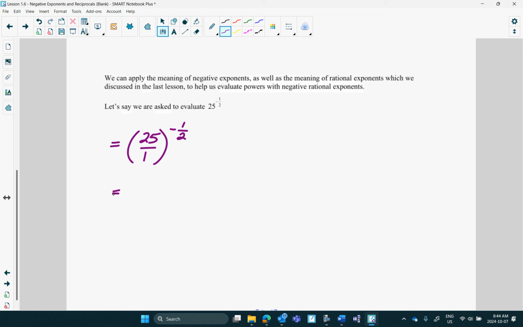How do I write this using a positive exponent? 1 over 25. Remember, don't flip this. You only flip the base. The positive 1/2. And how did we deal with fraction exponents again? What did we do to them?